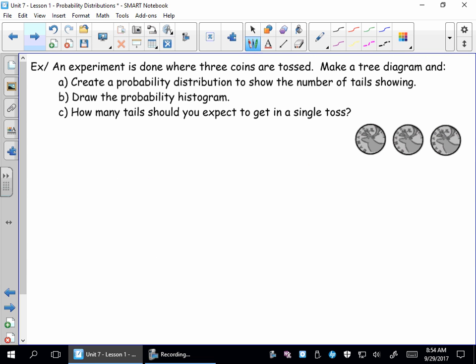So the first one, we have an experiment. It's done where 3 coins are tossed. We're going to make a tree diagram and then create a probability distribution to show the number of tails showing. So let's talk about tree diagrams. Haven't done one of those in a while.